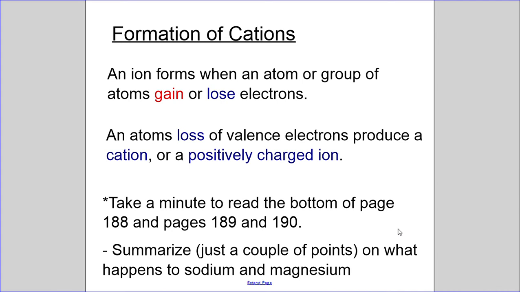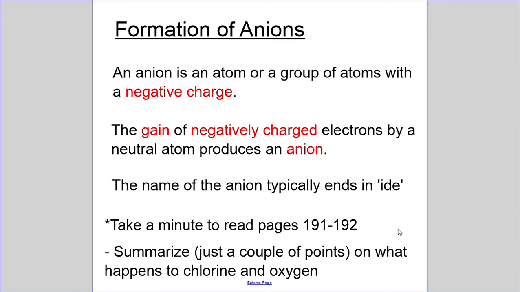Alright, so hopefully you've had a chance to see how sodium and magnesium form cations. And so we can move on and take a look at the formation of anions. An anion is the opposite of a cation. It has a negative charge. So the gain of negatively charged electrons by a neutral atom produces this anion. And when we're dealing with ionic compounds, typically the name tends to end in -ide.